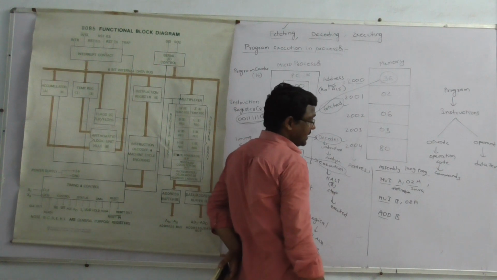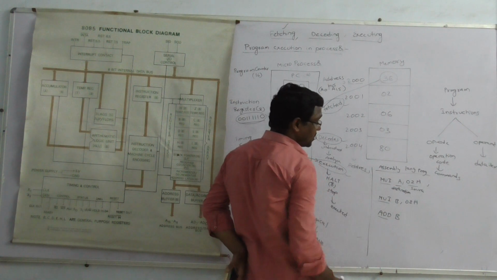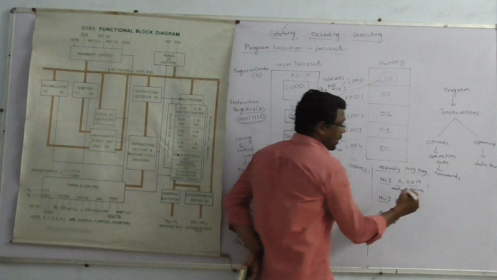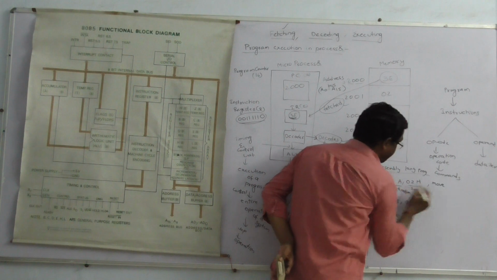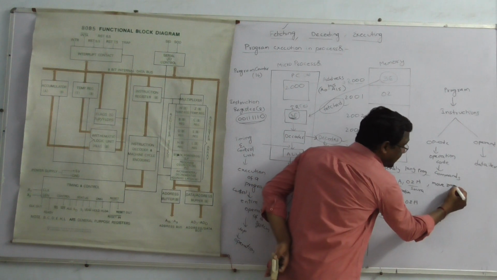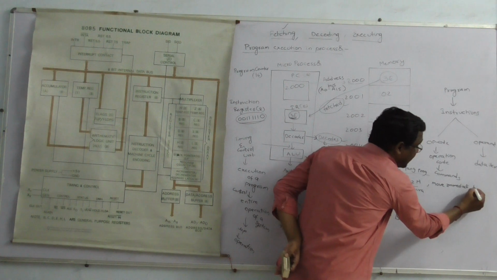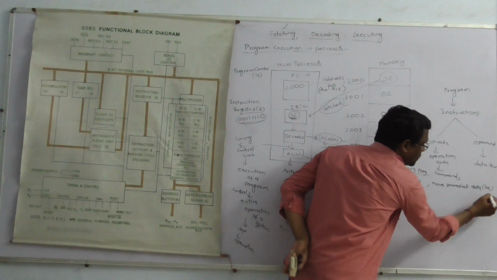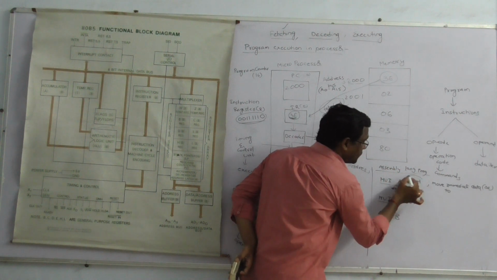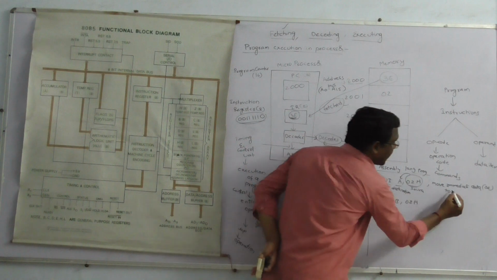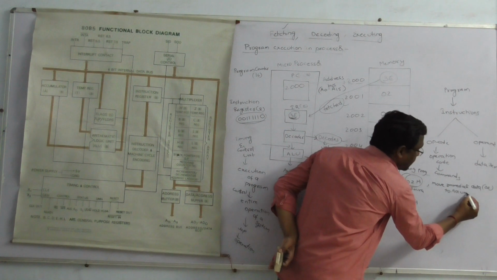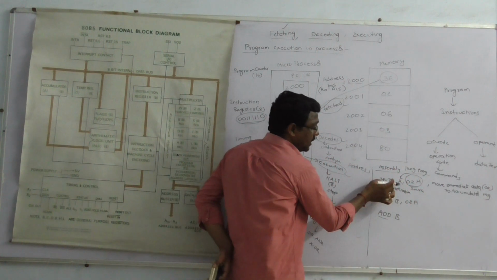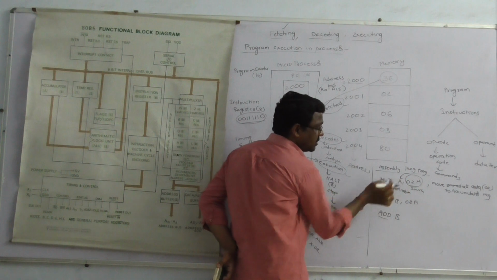Let me explain this instruction. MVI A, 02H means move immediate data. MV means move, and I means immediate data. Source: how much data? 02H, to the accumulator register. You can do this instruction MVI A, 02H.